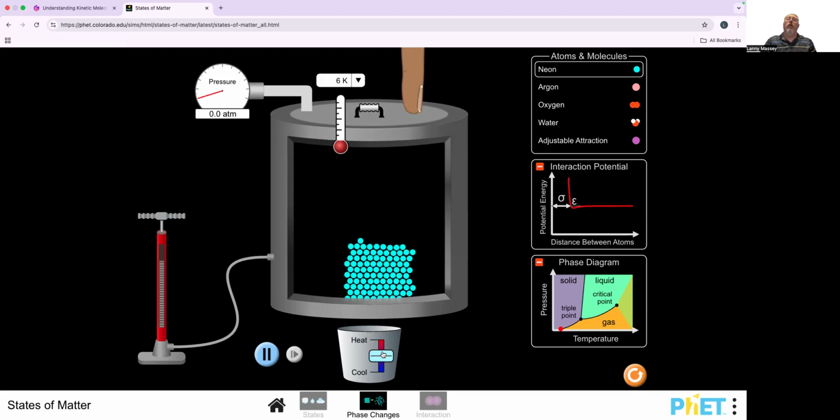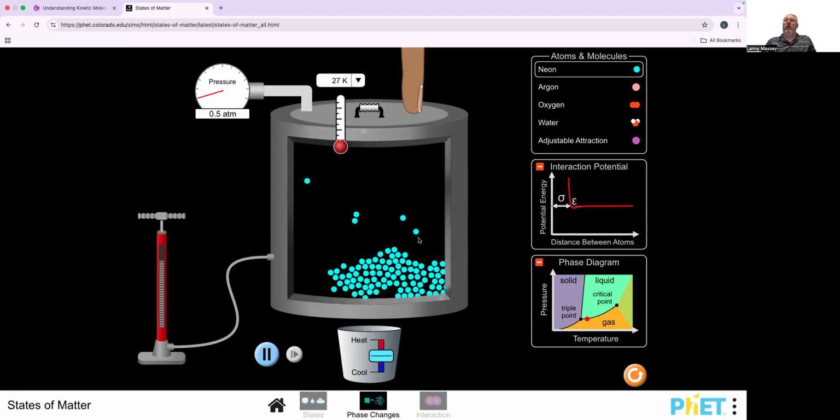All right, watch what happens as we add a little heat to the molecules. They vibrate faster and faster, right? That is what kinetic molecular theory is all about: the more energy we add, the faster the molecules vibrate. Finally, we get to a point where they're able to spread out. Down here, we see they have the ability to flow around a little bit. They are now in a liquid state.